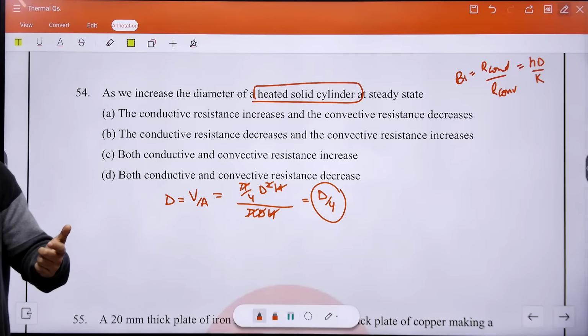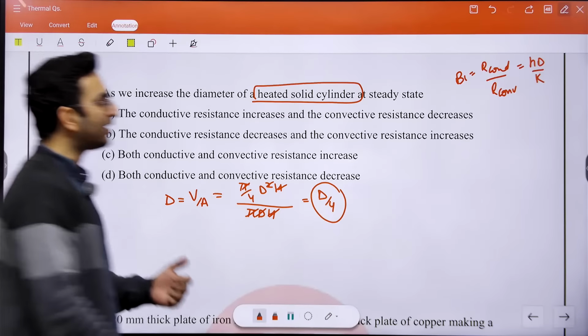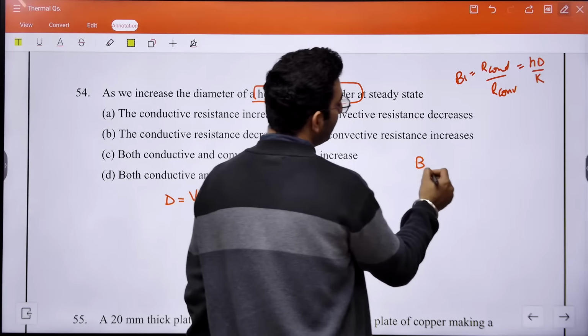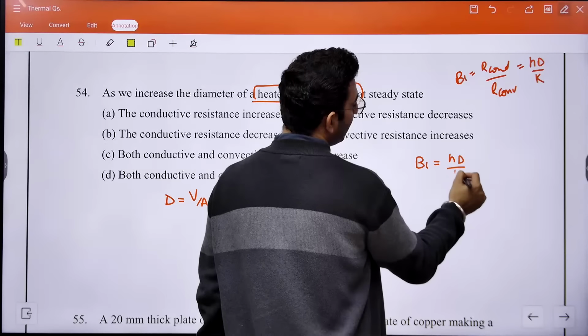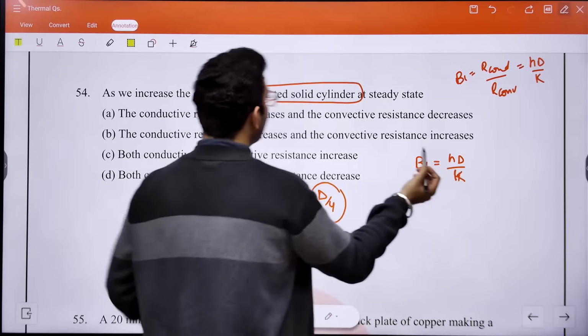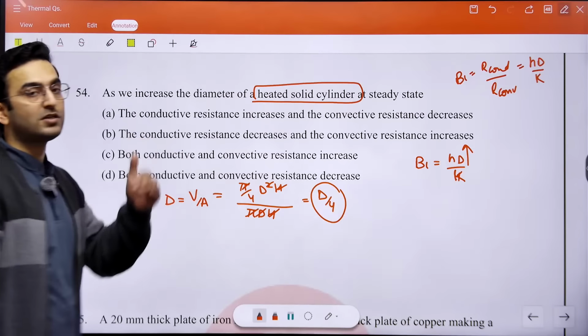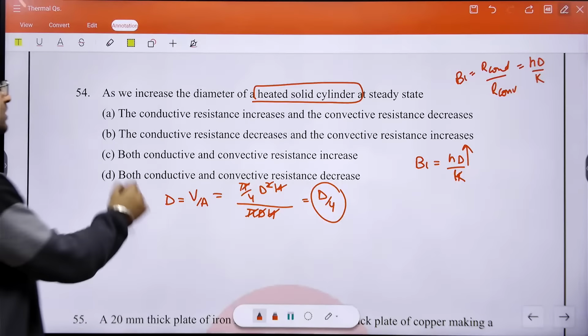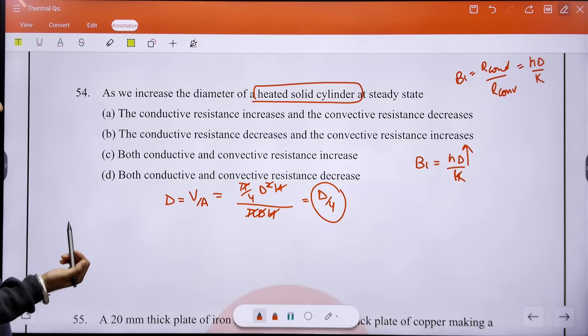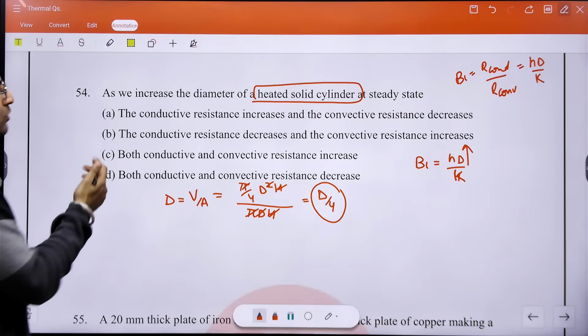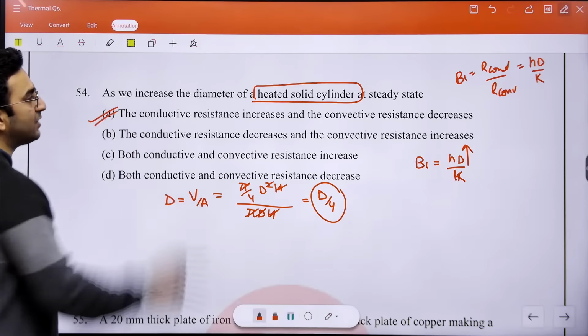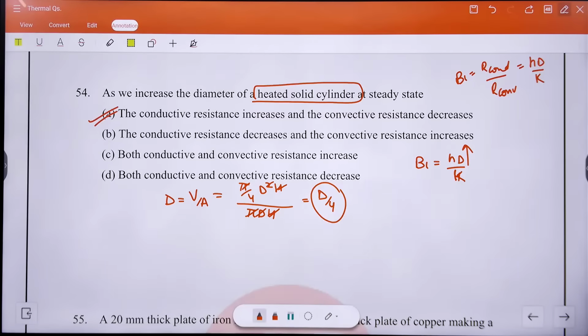So the Biot number is going to be equivalent to hD by k. If the diameter is increasing, correspondingly what is happening? Conduction resistance is going to increase and the convective resistance is going to decrease. Now you are going to see the increase in conduction resistance while the convection resistance decreases. So option A, not B, is going to be the correct answer.